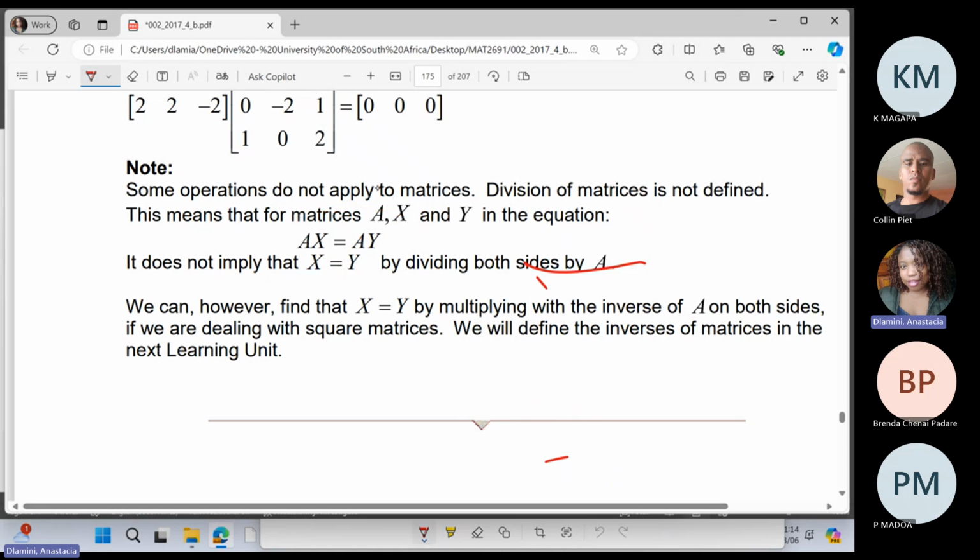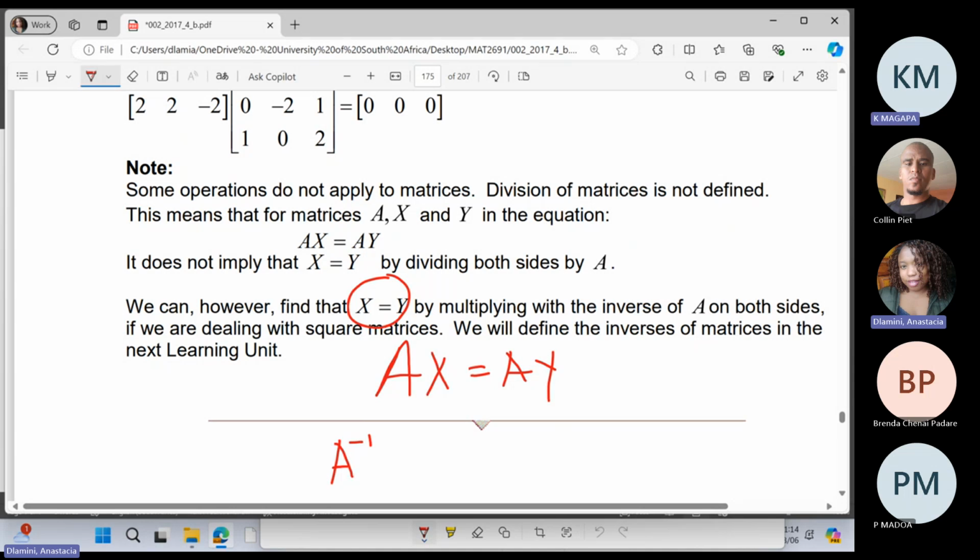They say that because matrix division is not defined, if X is a matrix, A is a matrix, and Y is a matrix, we can't divide by A. What we can do is use what we call an inverse of a matrix. Why are we using an inverse of a matrix? Because according to the properties, when we multiply by the inverse, written as A to the power of -1, we are finding the inverse of a matrix.